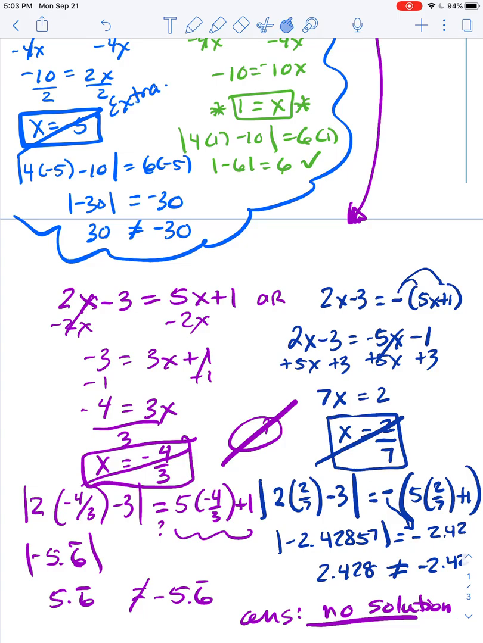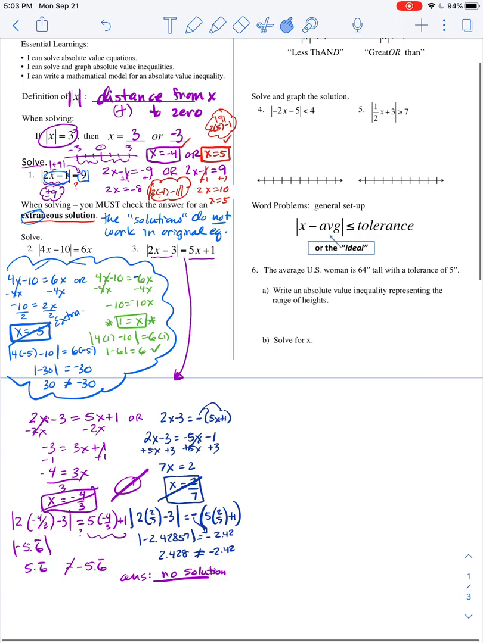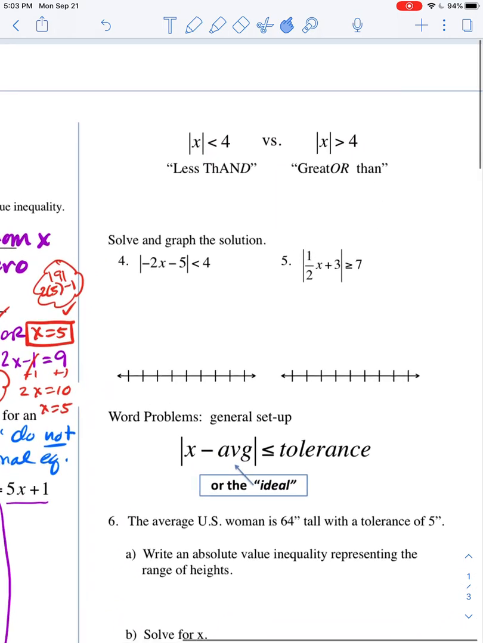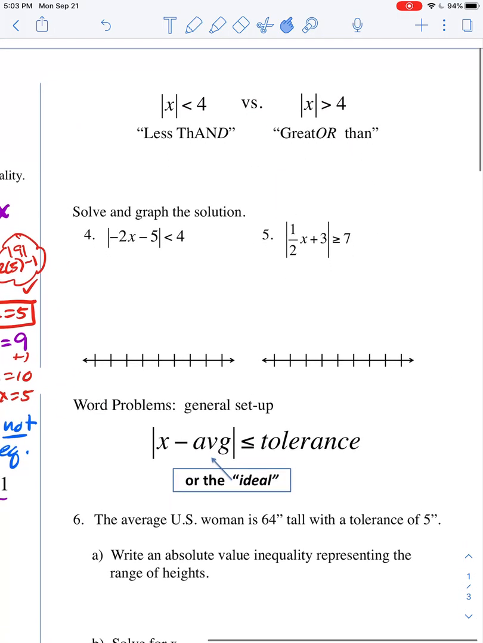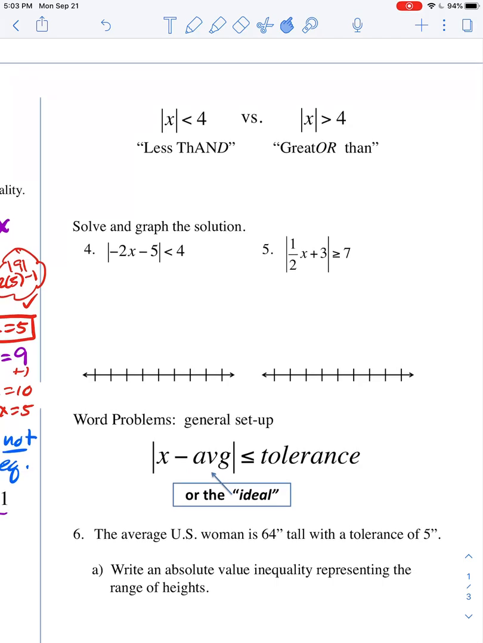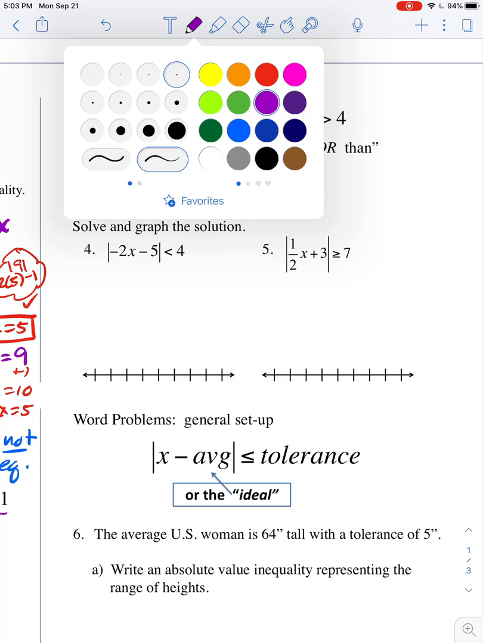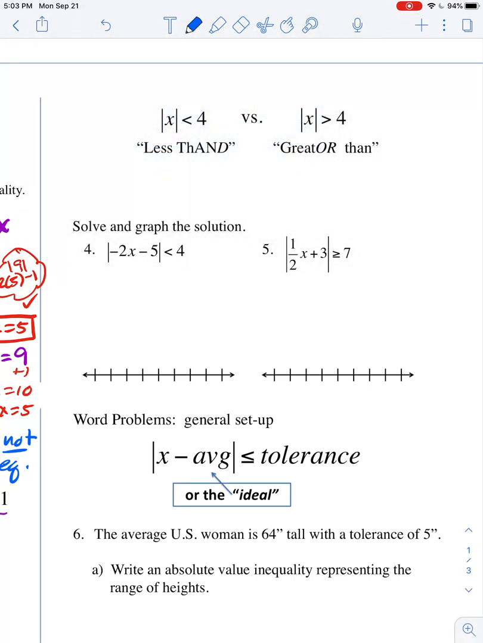Okay, so let's keep cruising here. So now we're getting to some good stuff. This is going to put together things we've already talked about, which is and or. And this is really going to require you to feel pretty confident about those topics. So when you're doing an absolute value inequality, so it's not an equation anymore, you have to know how to rewrite that as a compound sentence.